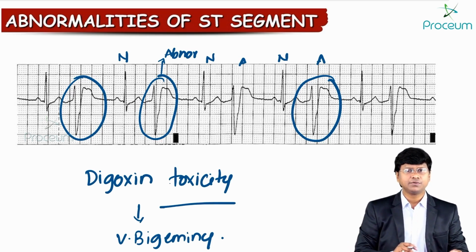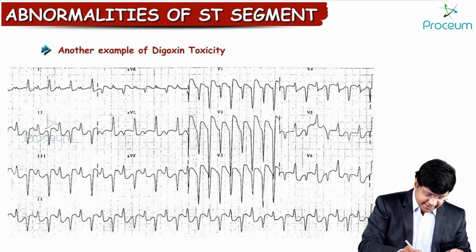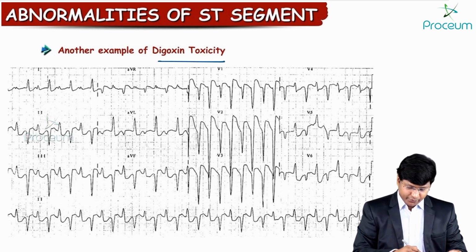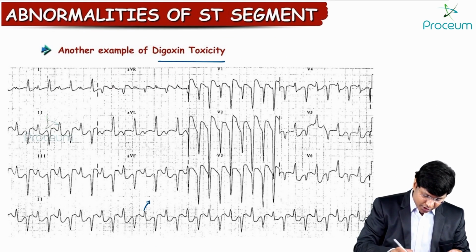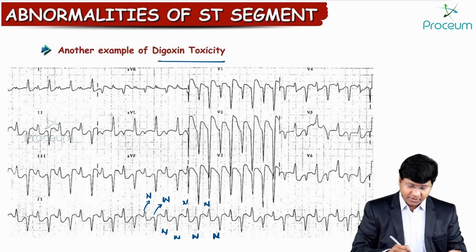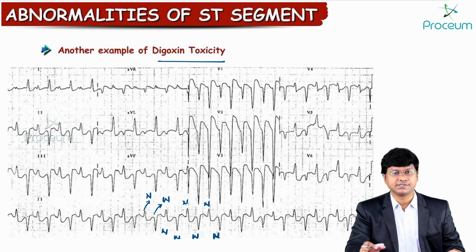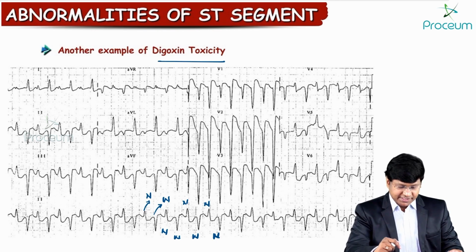Now you see one more ECG of digoxin toxicity. This is another example. Here you are able to make out that this is your normal QRS complex and this is a wide QRS complex. So normal, wide, normal, wide, normal, wide. The alternating complexes are the abnormal QRS complexes, which is suggestive of ventricular bigeminy.